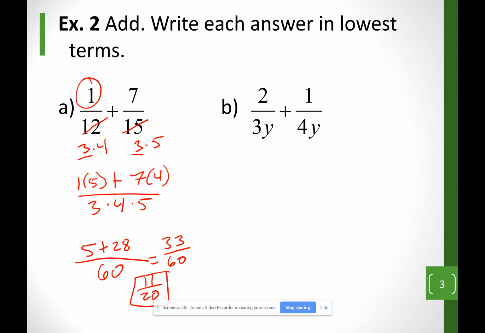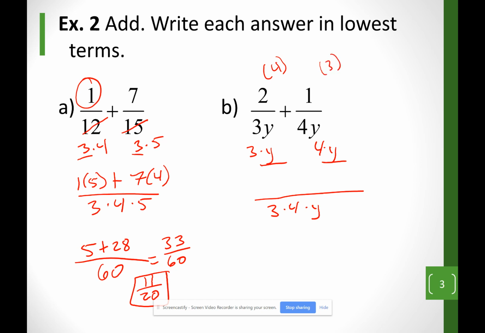Same thing with B. My first fraction, my factors are 3 times y. My second fraction, my factors are 4 times y. My y is a common factor, so I'm only going to write it once. My greatest common factor will be 3 times 4 times y. Once again, the y, I only wrote it once because it repeats. Now, 3 times 4 times y, it seems like on my first fraction, I'm missing a 4. It seems like on my second fraction, I'm missing a 3.